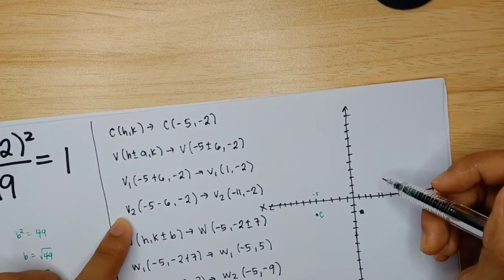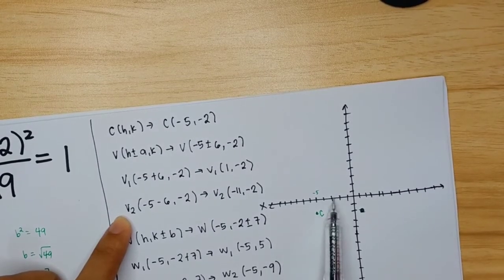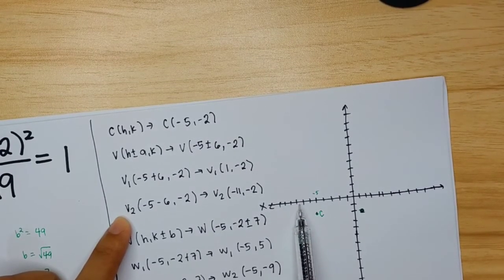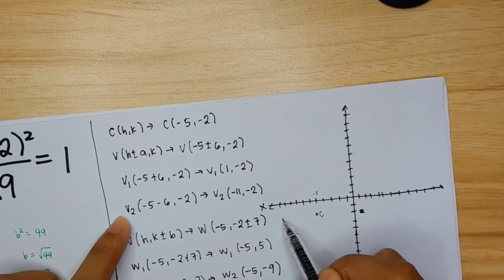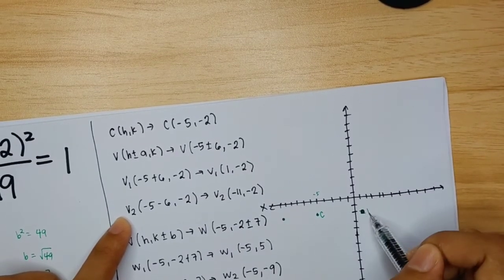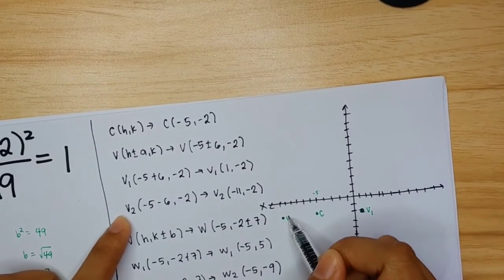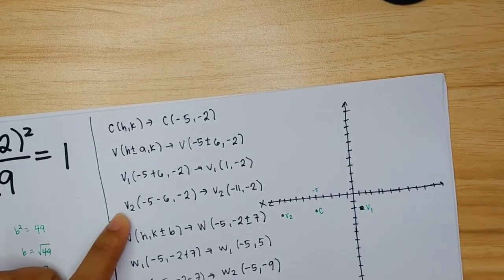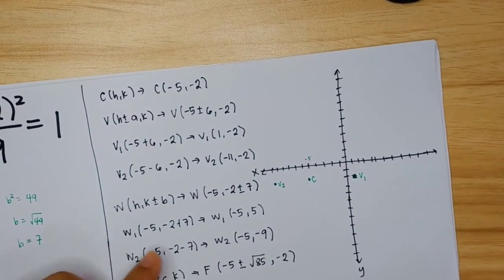Then, yung vertex 2, we have negative 11, negative 2. So, 1, 2, 3, 4, 5, 6, 7, 8, 9, 10, 11. So, dito, ito yung V2 natin. Ito yung V1. Ito yung V2. Okay? Then, we have here our co-vertices.